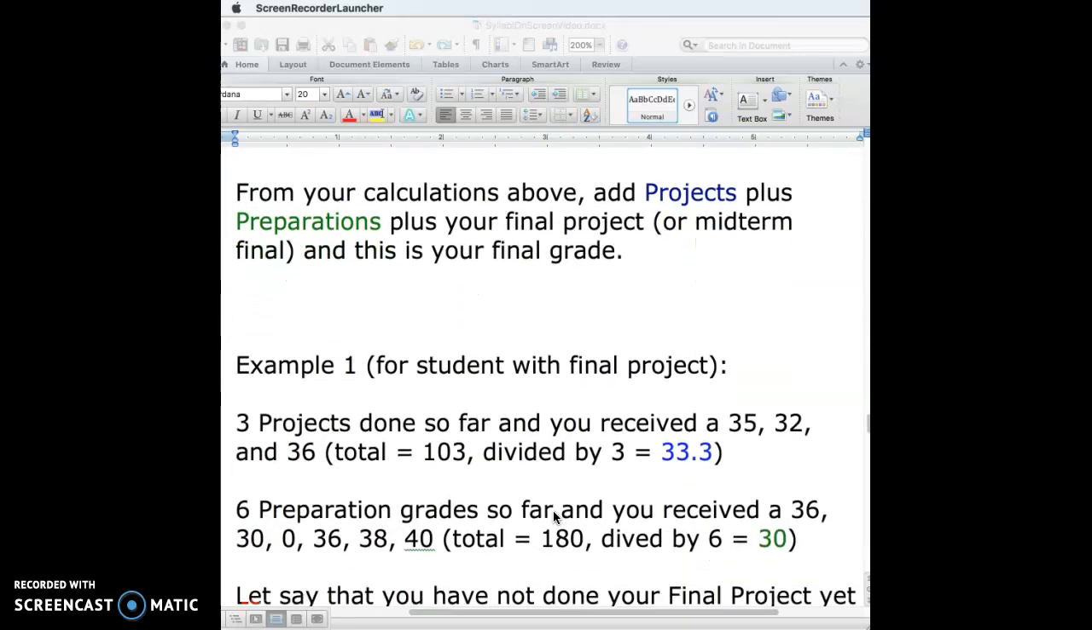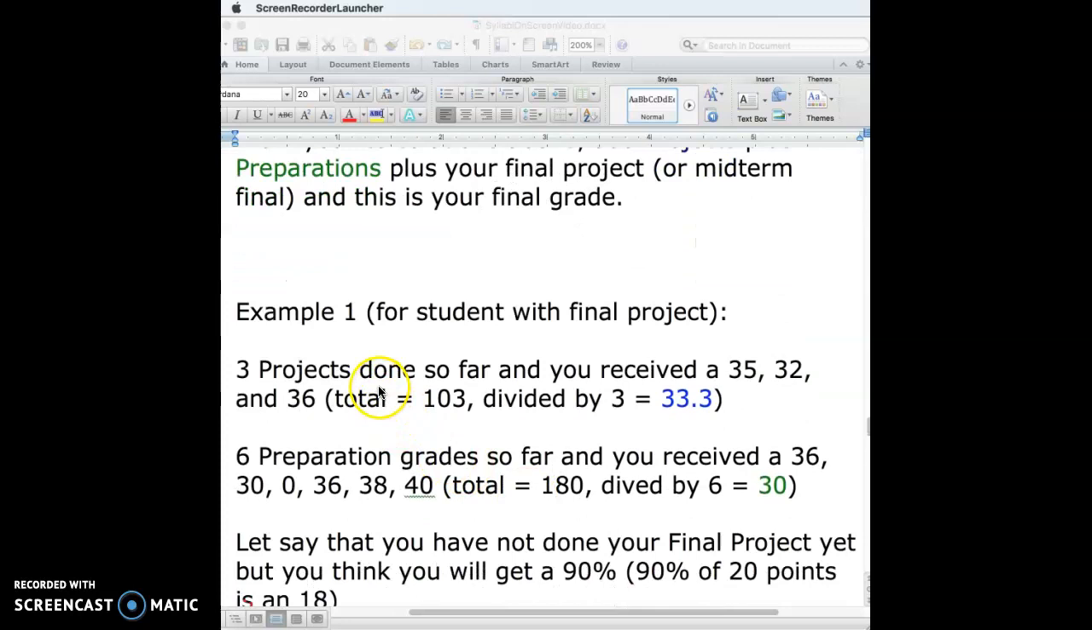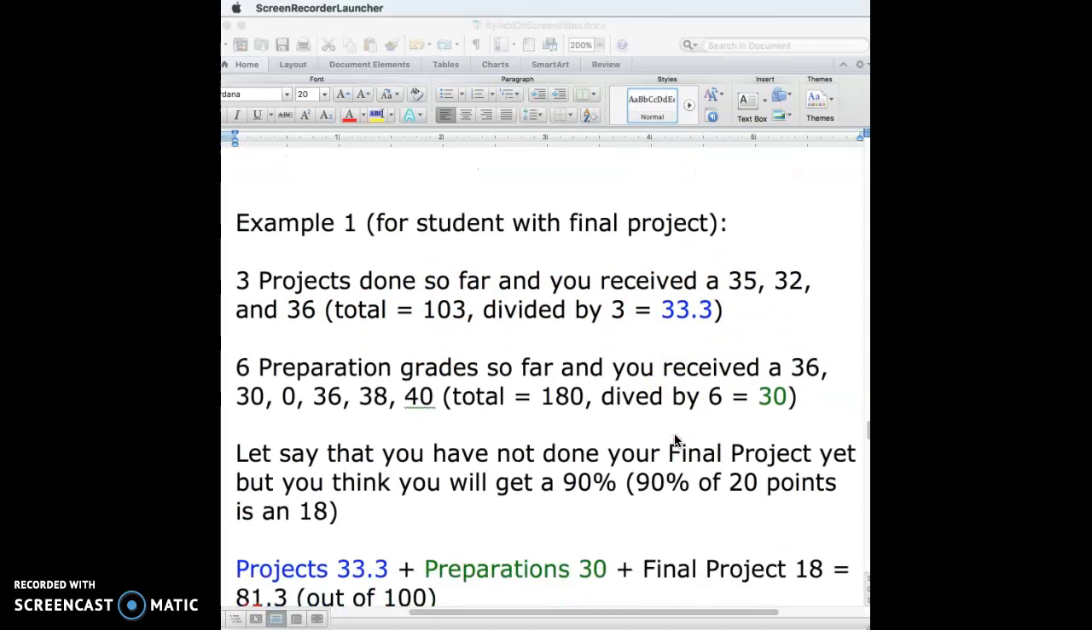So for example, let's say that you have 3 projects done so far. You got a 35, a 32, and a 36. Those get added up, divided by 3, and then you have the average of those 3 projects.